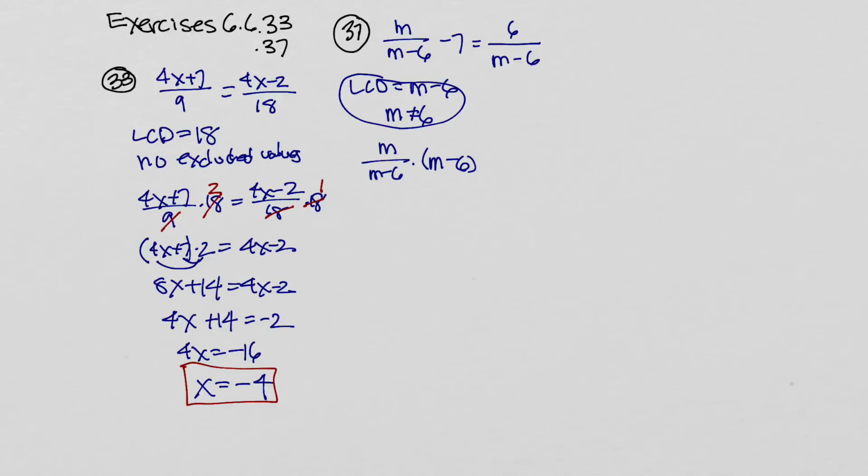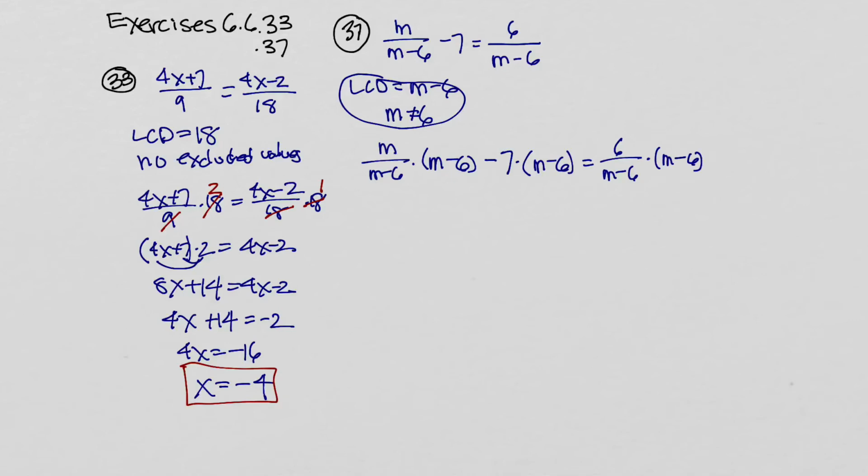Now, let's do this. We're going to get m over m minus 6 times quantity m minus 6. Remember what we're going to do here. We're going to write the LCD here, here, and here, right? Write the LCD alongside every original term. And because there's two terms in it, I need to use parentheses here, because I want to have this term times all of this. Now, let's keep moving on. This is going to be a minus 7 times the LCD, m minus 6, equals 6 over m minus 6 times m minus 6.